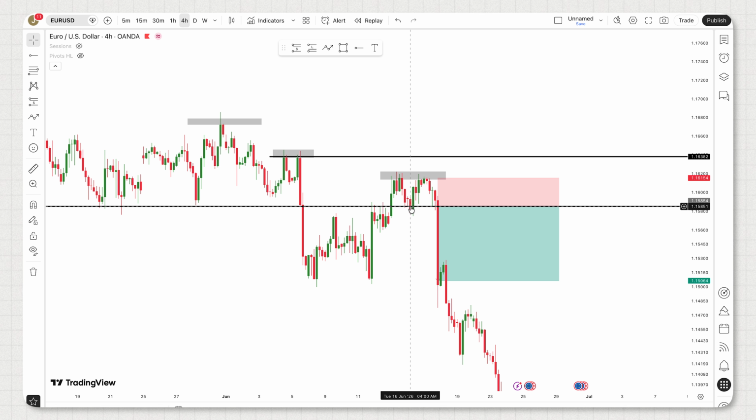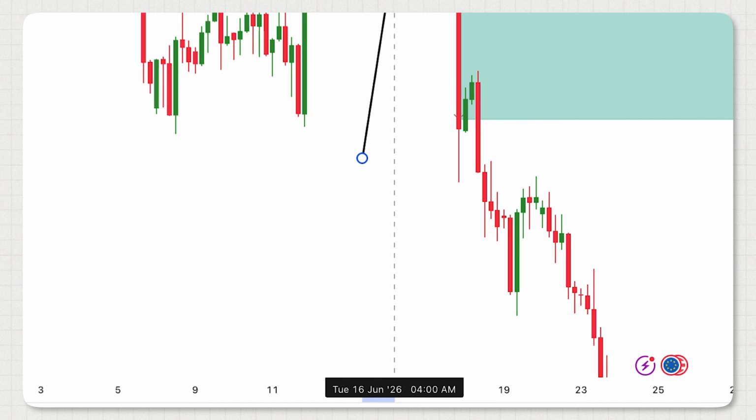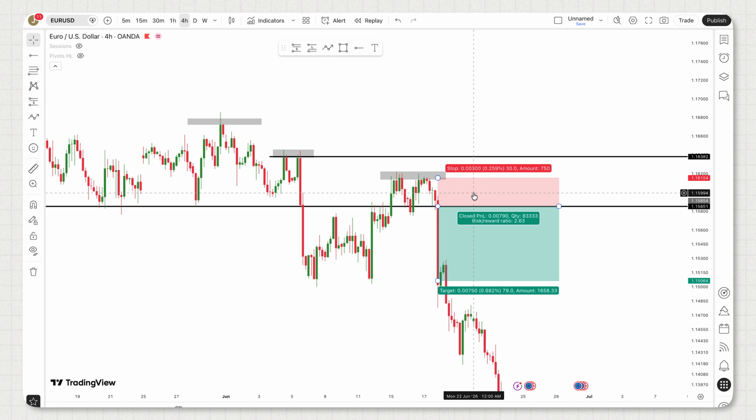Most people on Instagram were asking me why I did not enter when price came back below this point, right around here. Most people on Instagram were asking me why I did not enter at this point. So first things first, as you can see, when price came back below this black line, this was around 4 a.m. Reason number 2, I just did not enter.